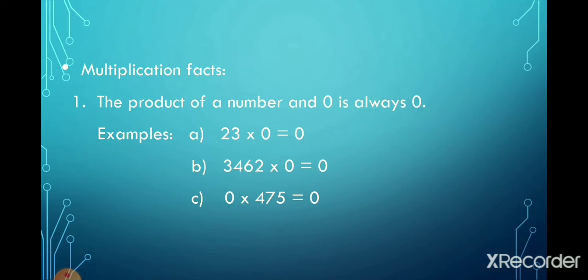That means when we multiply any number with 0, we get 0. Examples are 23 into 0 is equal to 0, and second one, 3462 into 0 is equal to 0, and third, 0 into 475 is equal to 0. That means if you first write a number and then multiply by 0, it will be 0. Or if you first write 0 and multiply with any number, you will get 0.